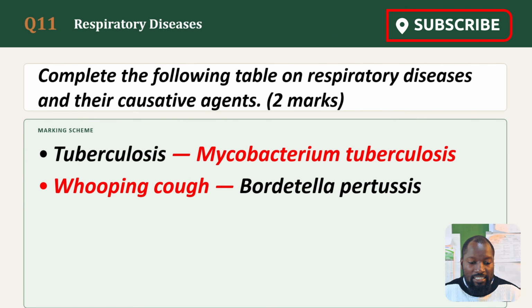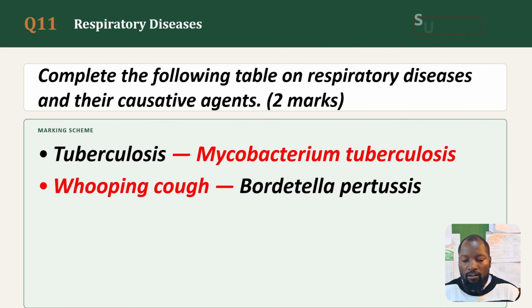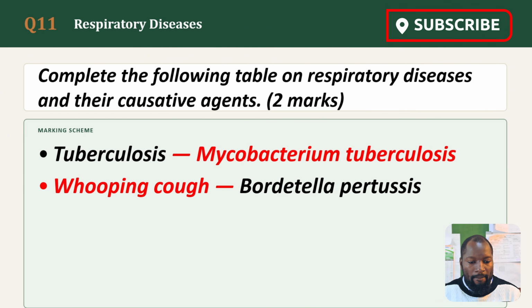The second disease, they want us to identify the second disease, but we have been given the causative agent. So the causative agent in this case is Bordetella pertussis, and Bordetella pertussis causes whooping cough.